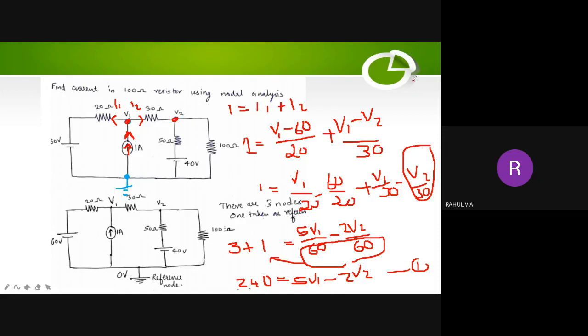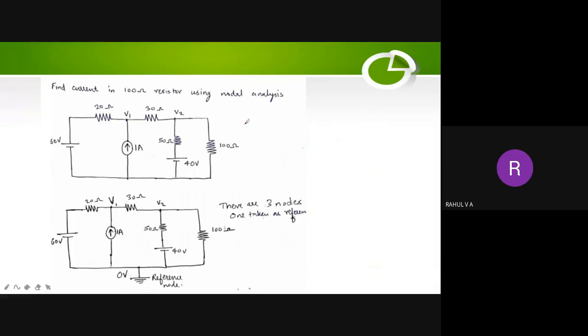Is it clear now? Yes. So what we have to do is find the second equation at node 2. We have to do analysis at node 2. So node 2, all are resistors. So it is very easy. All currents are leaving away from the node.